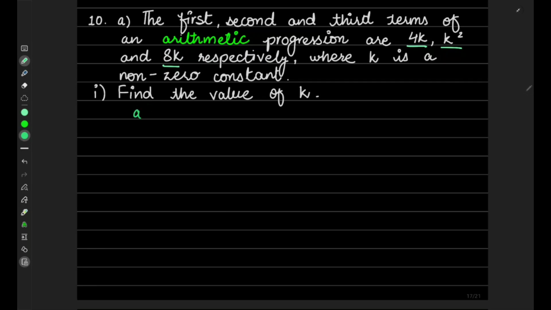So first thing that we have is in this arithmetic progression A1, the first term is 4k. A2, the second term is k square, and A3, the third term is 8k respectively, where k is a non-zero constant. So now what do we need to find? The value of k. Okay, so when we have been given three terms like this, we know that to deal with the arithmetic progression, we need D, the common difference. And how do we get the common difference?